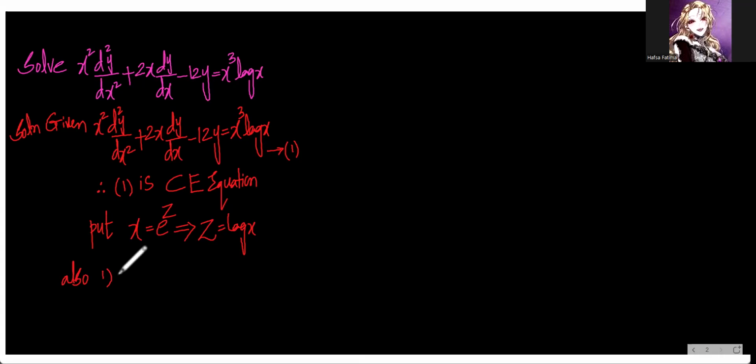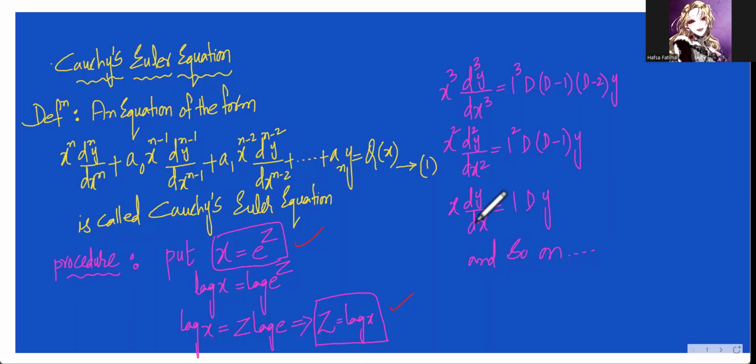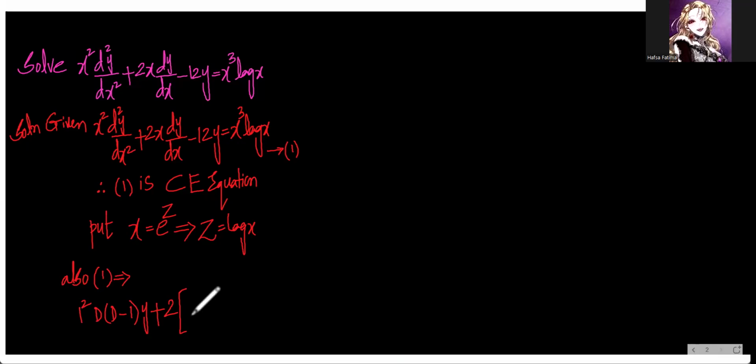Equation number 1 will be reduced to x square d square y by dx square. How to write? X square means x square coefficient is 1 square. I told you that d square y by dx square can be written as d into d minus 1 into y, plus 2 is a constant, and x dy by dx देखिए यहाँ पर प्रोसीजर में है पहले से, x dy by dx can be written as 1 dy. So it is 1 into d into y, okay, bracket close, minus 12y is equal to x cube value.